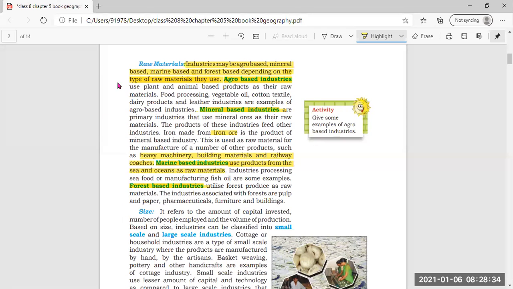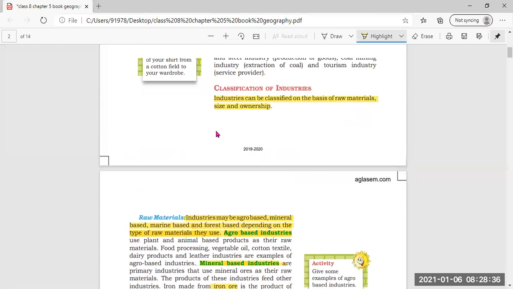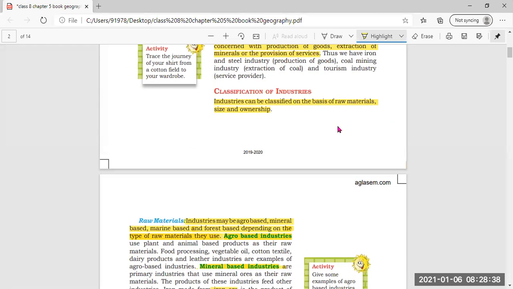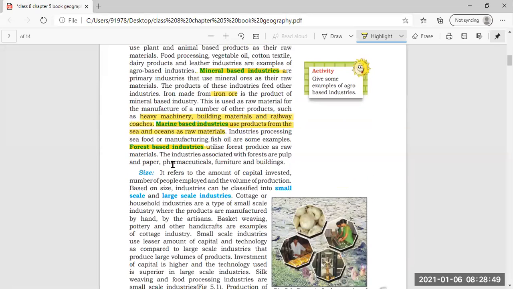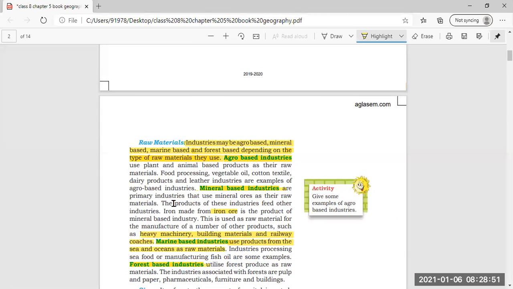So that is why the first category of industries is divided on the basis of raw material, and these will be agro based industries, mineral based industries, marine based industries, and forest based industries. Clear this much about raw material?